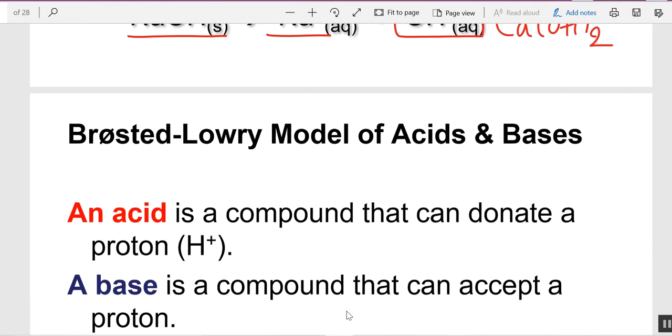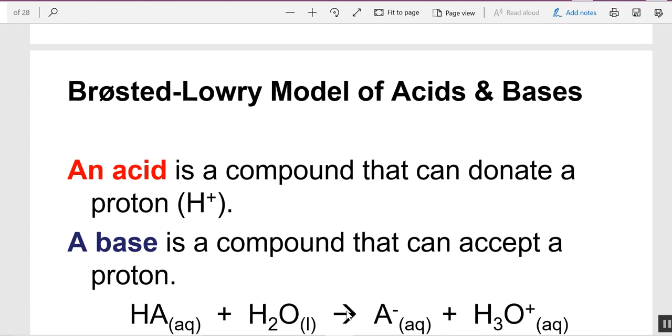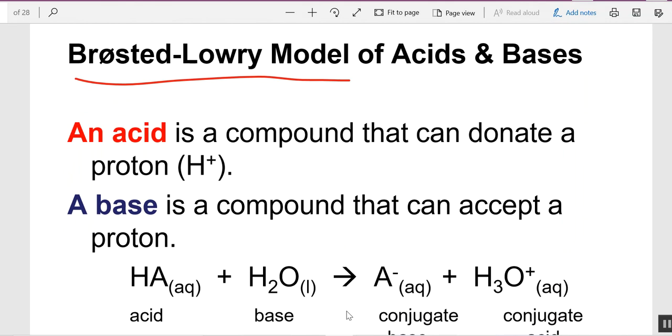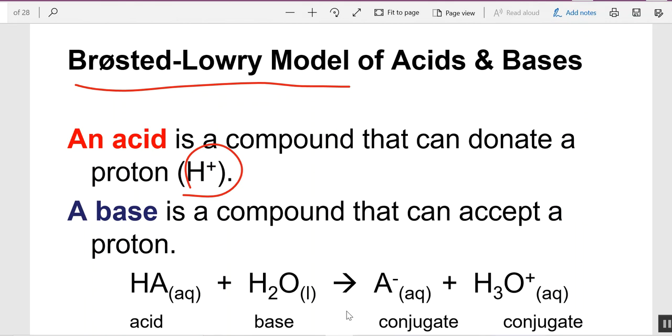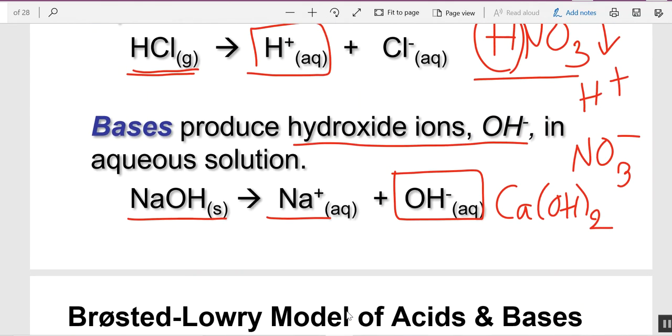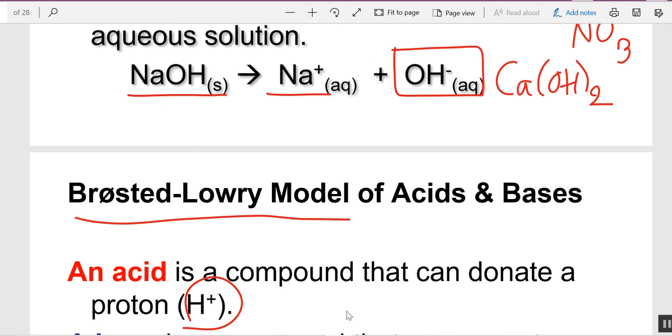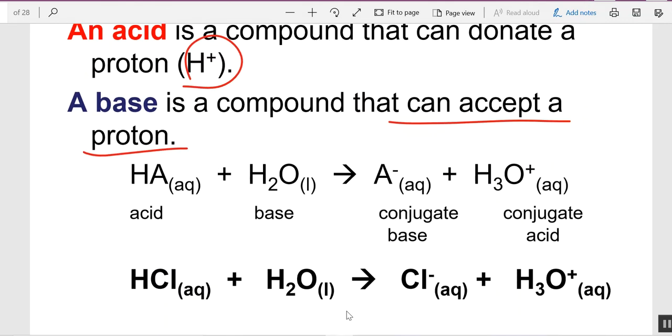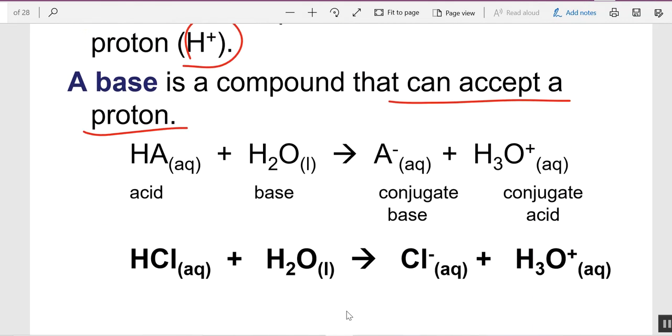Another model of acids and bases is called the Bronsted-Lowry model. According to this model, acid is slightly different. Acid is any compound that can donate H+. Pretty much similar, but the base is different. Arrhenius said a base is any compound that can produce hydroxide, but a Bronsted base is any compound that can accept a proton. So let's take a look at this equation.